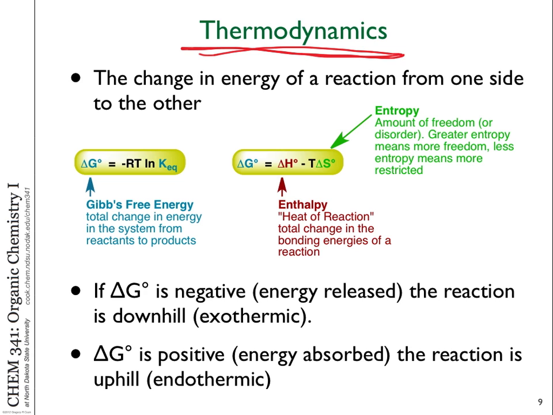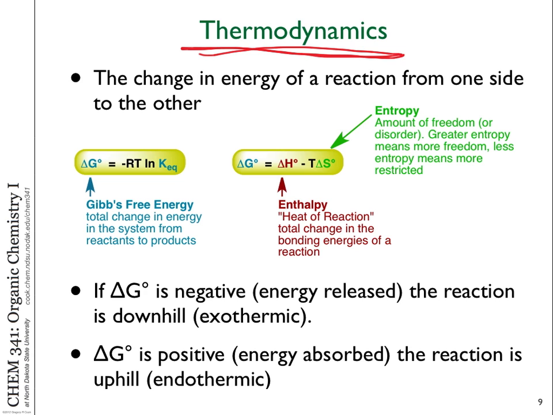If your products are higher in energy than your starting materials, then it's a reaction which is going what we refer to as uphill. The Gibbs free energy, or delta G, is positive, and energy needs to be absorbed in that process. Okay? So remember those key things from general chemistry.